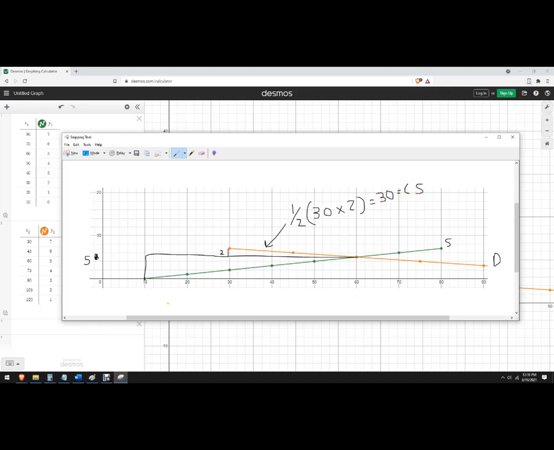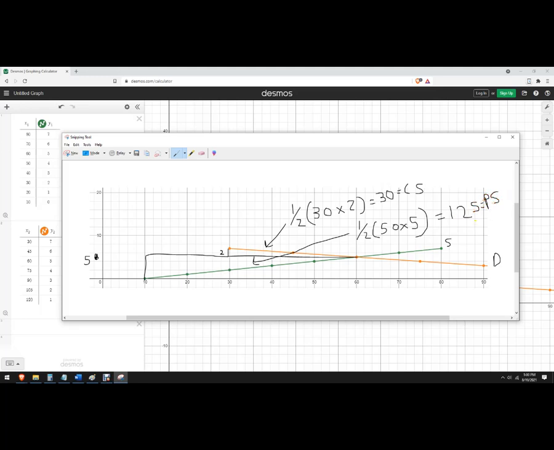Then our producer surplus is much bigger. We're going to go from 10 to 60. It's the same formula: 1/2, so 10 to 60 is 50, times, and then 0 to 5, that's much easier, 5. So that's going to be 250, and then half of that is 125. That's our producer surplus.